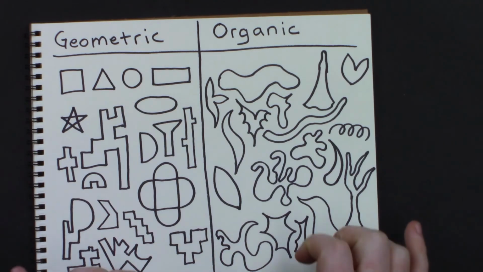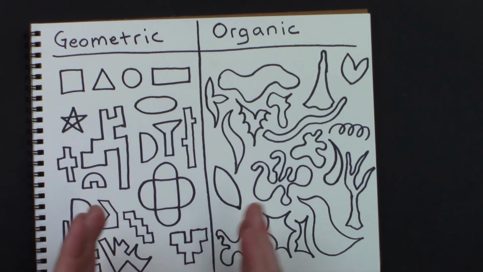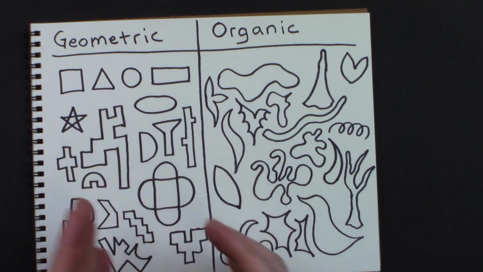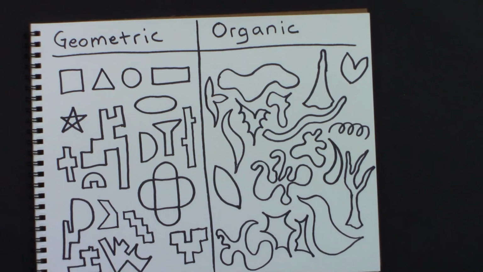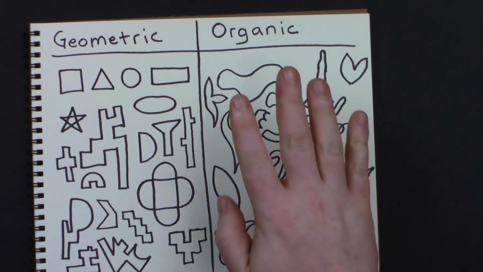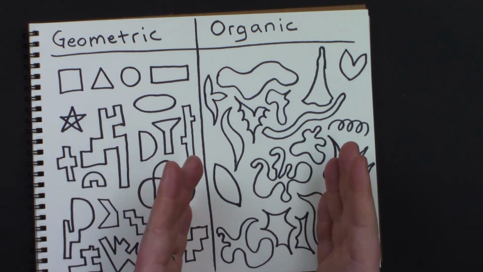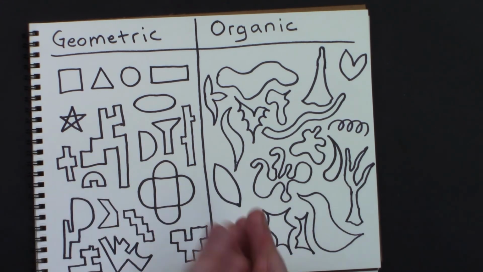Now, when we've drawn them side by side like this, you can very clearly see the difference between geometric and organic shapes. It's like all straight lines over here and all wiggly curvies over here, right? Now, these different kinds of shapes will be used for different things.